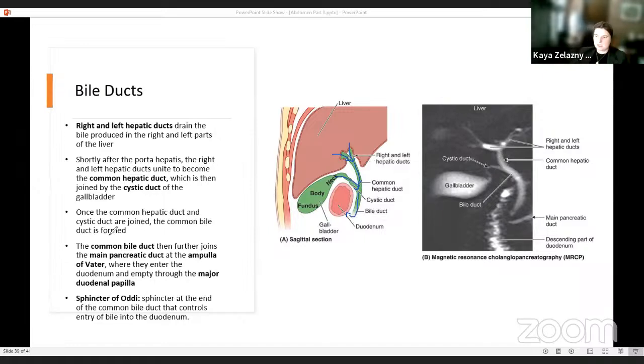We're then going to have further joining. So that common bile duct is joining with the main pancreatic duct at the ampulla of Vater. So we're shooting all sorts of enzymes essentially into the duodenum there. There is a sphincter at the end of the common bile duct that kind of controls entry of the bile into the duodenum. So that sphincter is called the sphincter of Oddi. And here you can see an MRI image essentially.